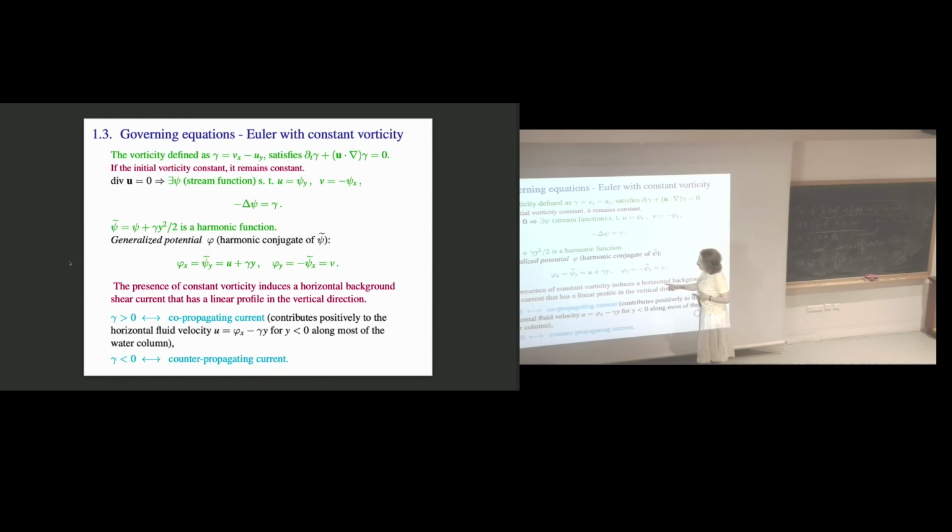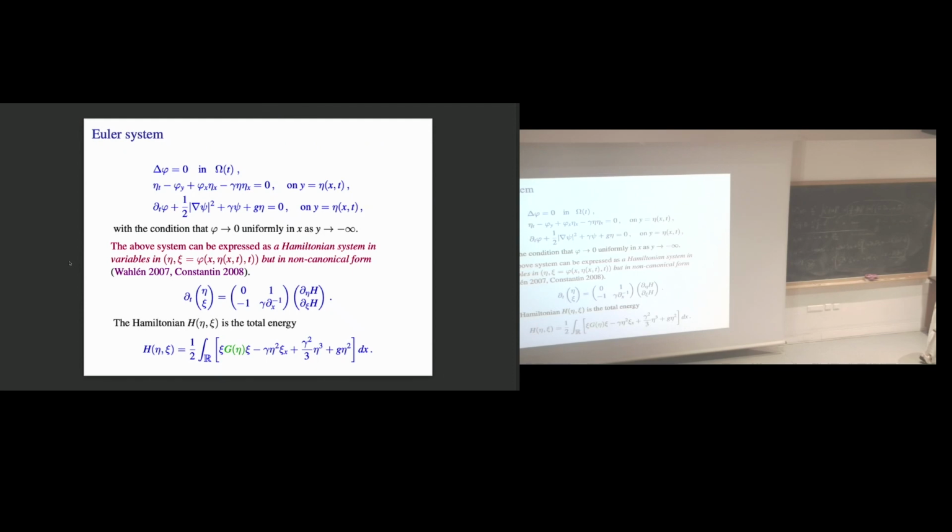So the y component is the vertical velocity, and the x component is the horizontal plus the shear flow. Okay. So that again repeats the convention, because it was not the same convention in all papers. So for us, gamma positive is co-propagating and gamma negative is counter-propagating. So in this situation, now going back to the Euler system, it's the same as with zero vorticity. So we have the Laplace equation for this generalized potential. We have the kinematic condition with an additional term. And we have the Bernoulli condition, the balance of forces.